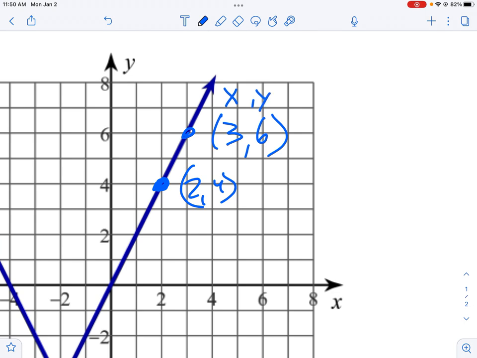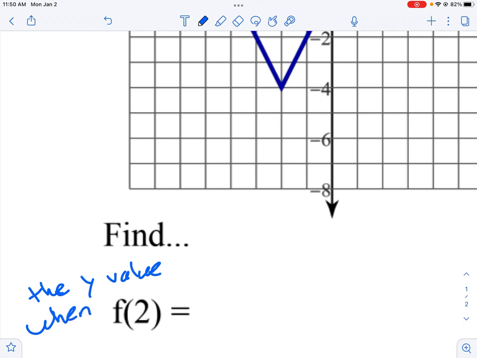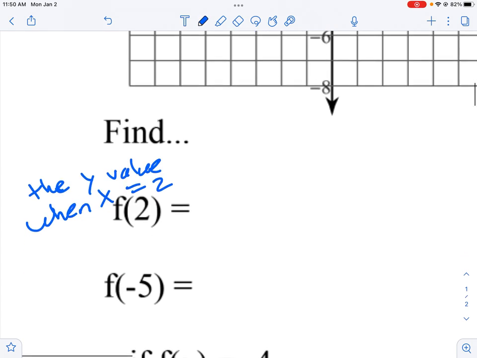What makes function notation a little bit different, instead of it being x, y, it's actually going to be x and then f of x. F of x means the same thing as y. So when it's asking for things like f of 2, that means the y value when x is 2, or x equals 2. Okay. And that's how all these work.